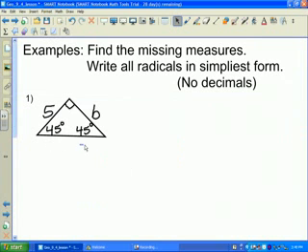Our first triangle here is indeed a 45, 45, 90 degree triangle with a side measure of 5 and a side measure of b. That b is what we're going to find. There are 4 steps of math that you will always need to take, whether you know it or not.